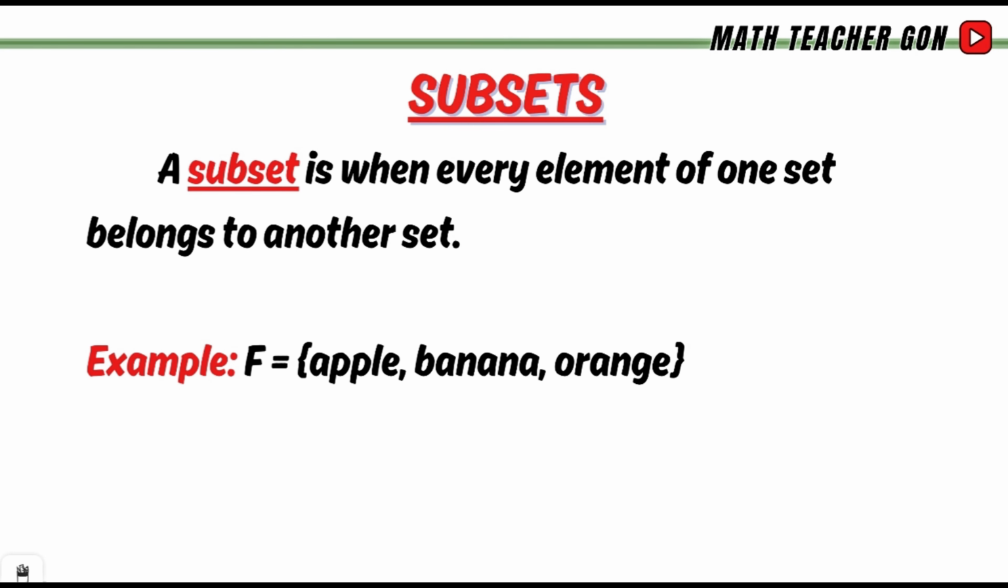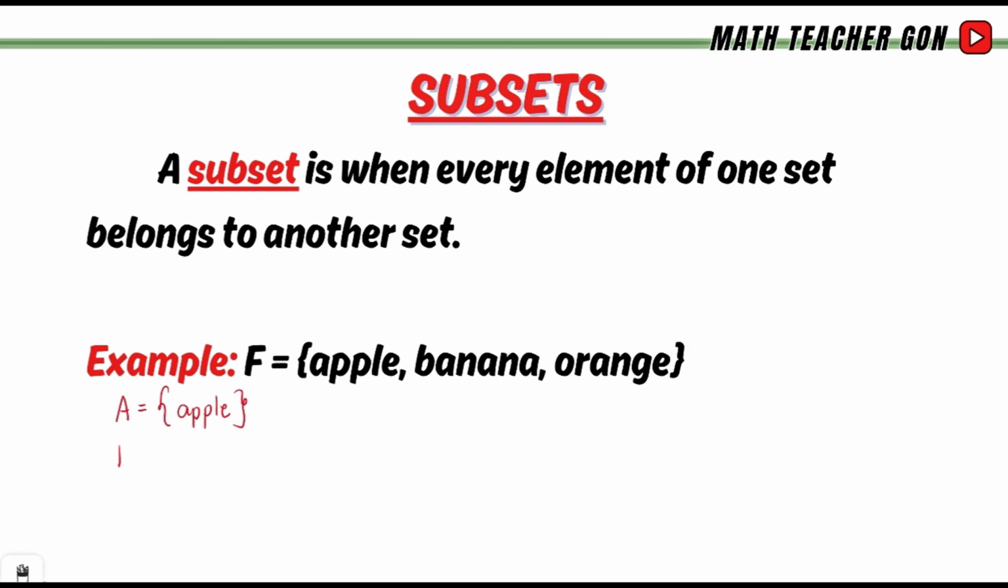Now let's talk about subsets. A subset is when every element of one set belongs to another set. Example, we have fruit F is equal to apple, banana, and orange. All we have to do is name another set that belongs to this set. Let's have set A. You have apple. Therefore, set A is a subset of set F because apple belongs to set F.